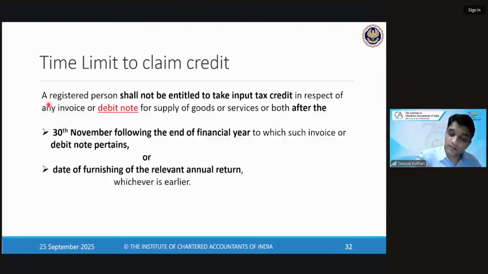Who has to file annual return? Every registered person who has crossed the limit. The limit is 2 crore rupees. If your turnover is more than 2 crore rupees, you have to file your GSTR 9, the annual return.